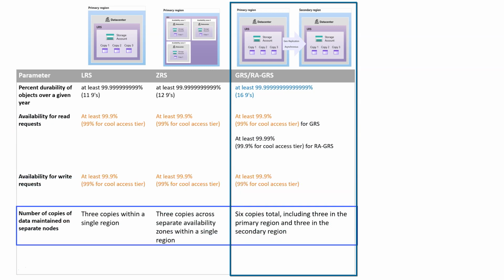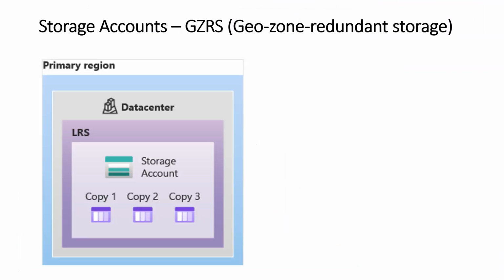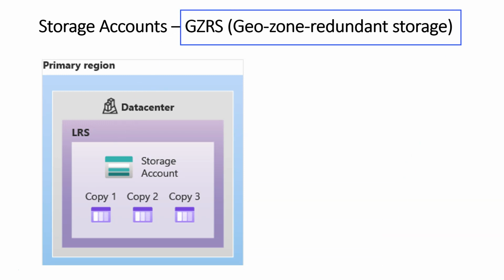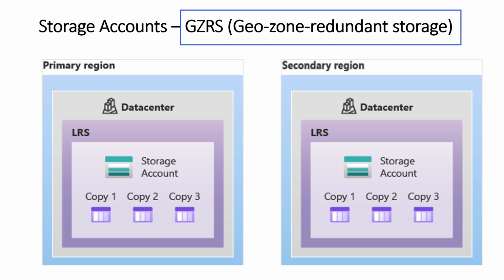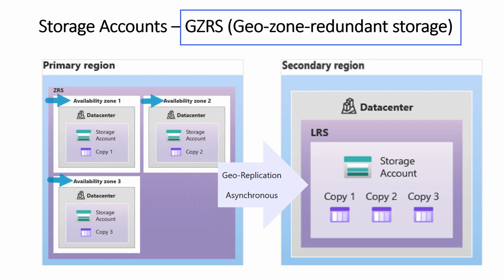And number of copies, now as we discussed, it has 6 copies total, 3 in the primary region and 3 in the secondary region. So let's go and see the final type, which is called geo zone redundant storage. This is more or less the same as geo redundant storage like we saw, but the only difference here is that in the primary region, instead of keeping data in local redundant storage, that is in the same data center, it is split into different availability zones.